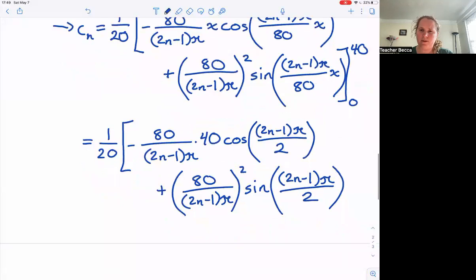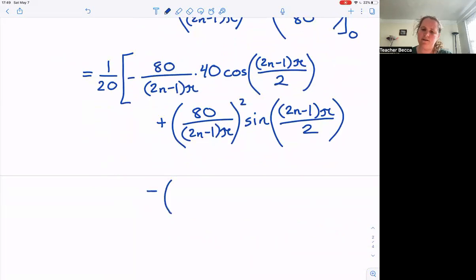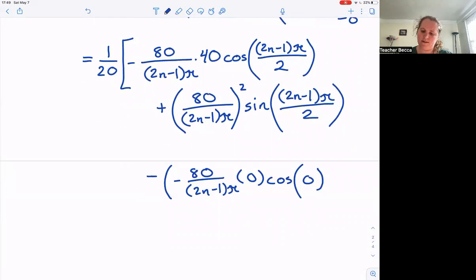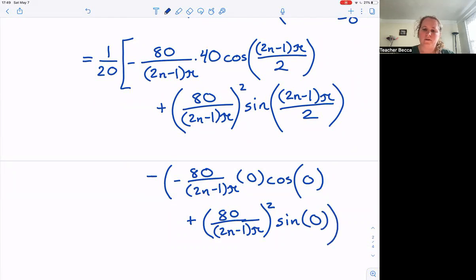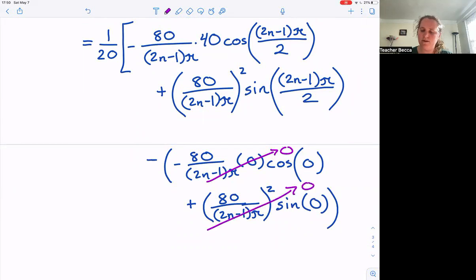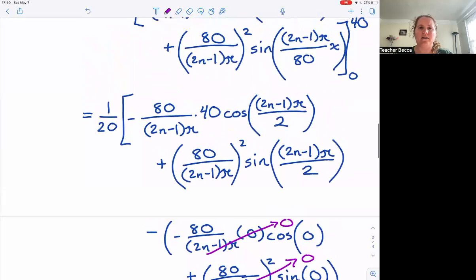Subtracting off the zero component, we have minus, plugging in zero into that first component, negative 80 over 2n minus 1 pi times 0 times cosine of 0. And then still inside the parentheses from subtraction, we have plus 80 over 2n minus 1 times pi, whole fraction squared, times sine of 0. So both pieces from the subtracting off from 0 head to 0. So we are just left with our cosine 2n minus 1 pi over 2 term and sine 2n minus 1 pi over 2 term.